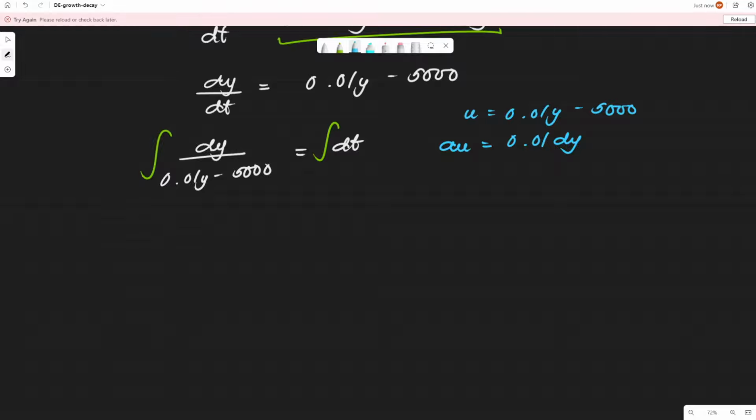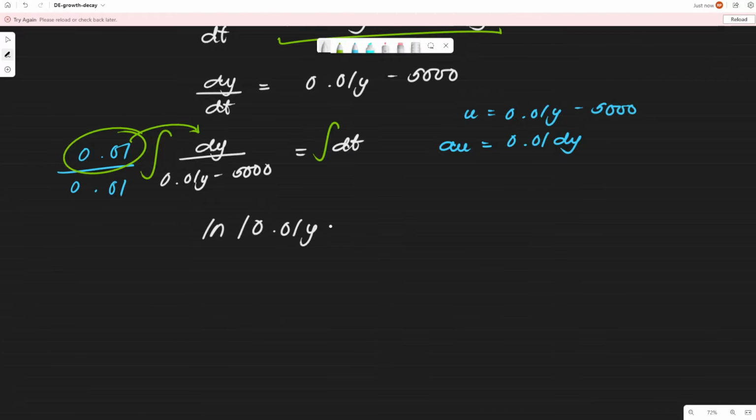Paano tayo magkakaroon ng 0.01 dito? Mag-multiply ako ng 0.01 over 0.01. Okay? Para itong nasa numerator, ipapasok natin siya sa loob. No? Para masatisfy yung du over u natin. Okay? So, we have the natural logarithm of 0.01y minus 5,000 is equal to 0.01t.